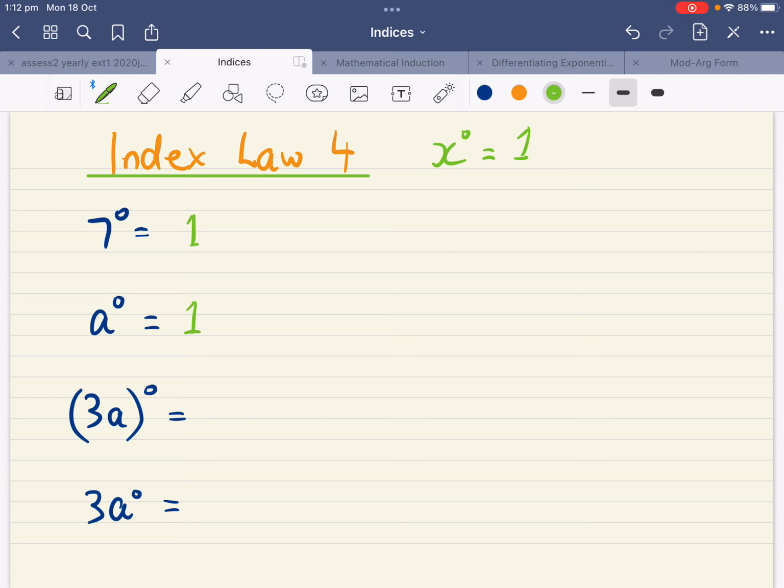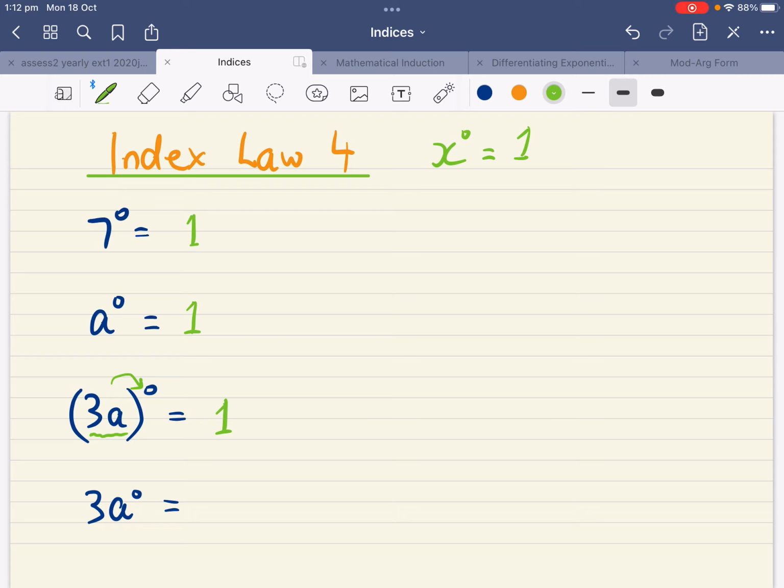Just to take that concept even further, right? Any number taken to the power of 0 will become a 1. So here you have 3a, which is some number. I don't know what it is, but that whole thing, all of 3a, is being taken to the power of 0. So the whole thing just becomes a 1.